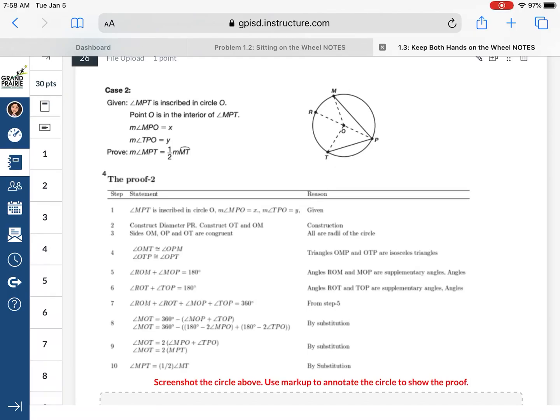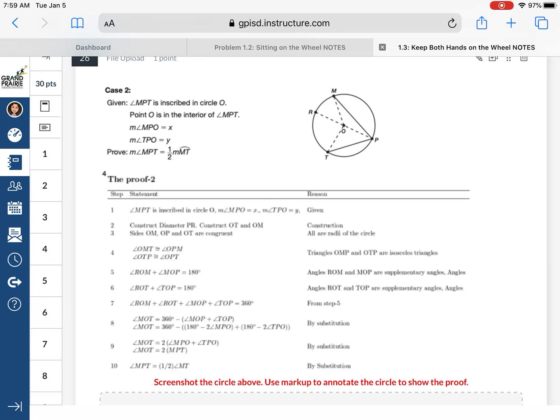All right, case number 2. In case number 1, we proved that the measure of the inscribed angle was half of the measure of the arc that it was intercepting. So we're going to do the same thing today. In this case, the inscribed angle is like the second scenario that we did previously.